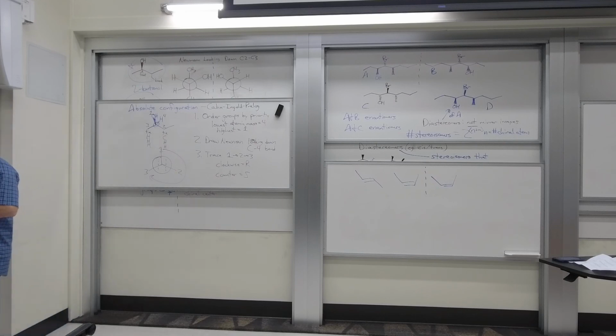If that trace goes clockwise, that carbon is said to be R. If that trace goes counterclockwise, it's said to be S.